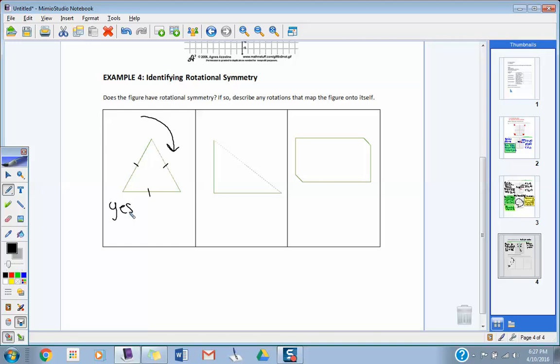Okay? So to describe the symmetry, you're going to take 360 degrees, because that's the number of degrees in a whole rotation, and divide that by the number of times it falls on itself, 3 times. So in this case, we're going to say, yes, this has rotational symmetry every 120 degrees. Okay, 360 divided by 3 is every 120. This here would only fall on itself in one whole turn. So if it never falls on itself before one whole turn, we'll say no, there is no rotational symmetry.